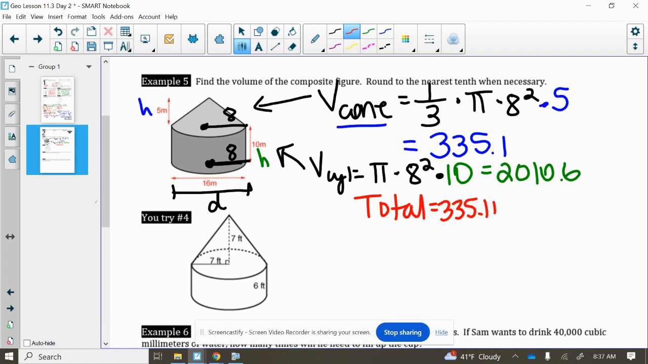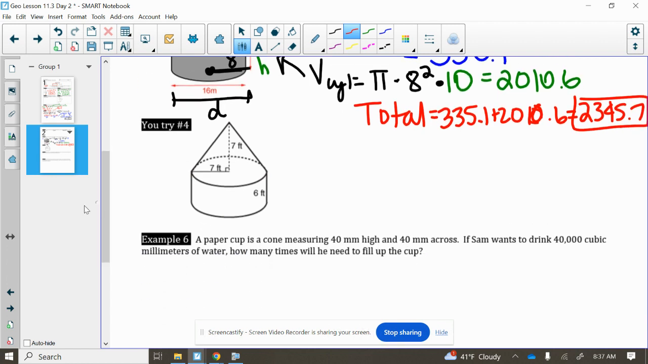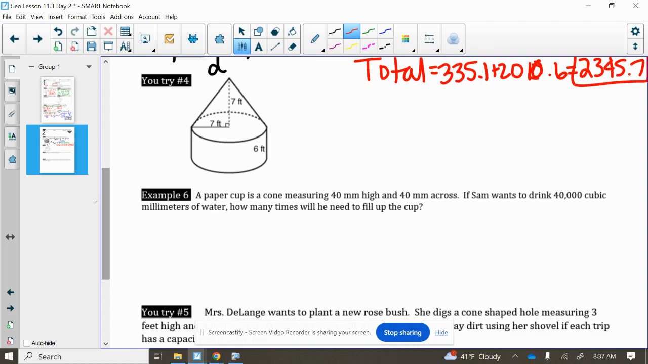Now, last but not least, we are going to find the total by adding our two together. So 335.1 plus 2010.6. We get a total of 2,345.7 cubic meters. All right, there is now one for you to try. In number 4, you are finding the total volume of that composite.